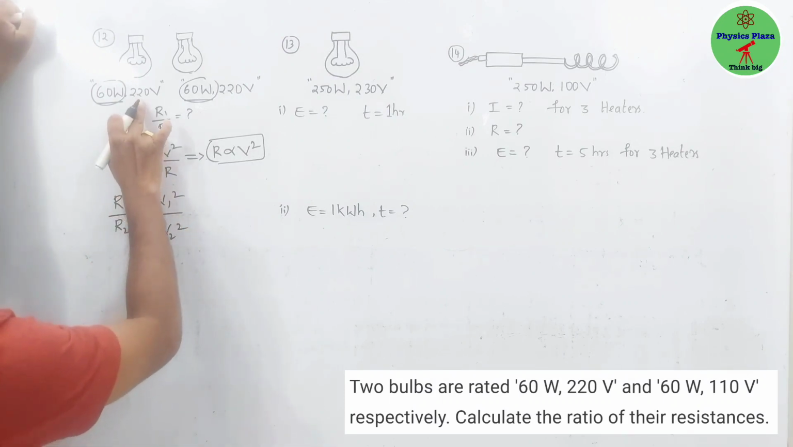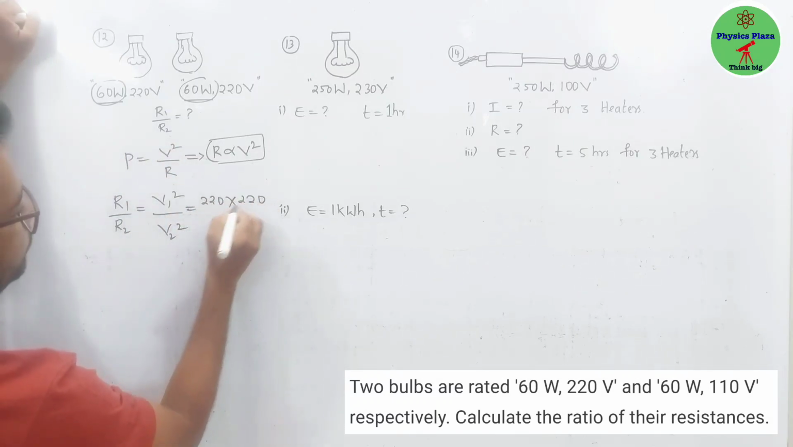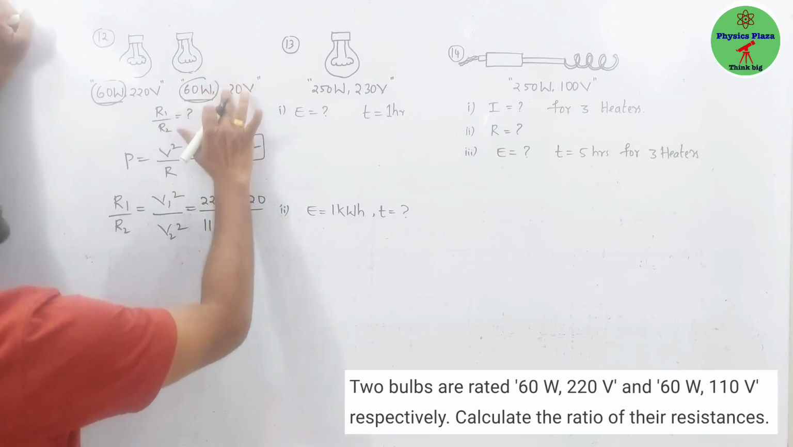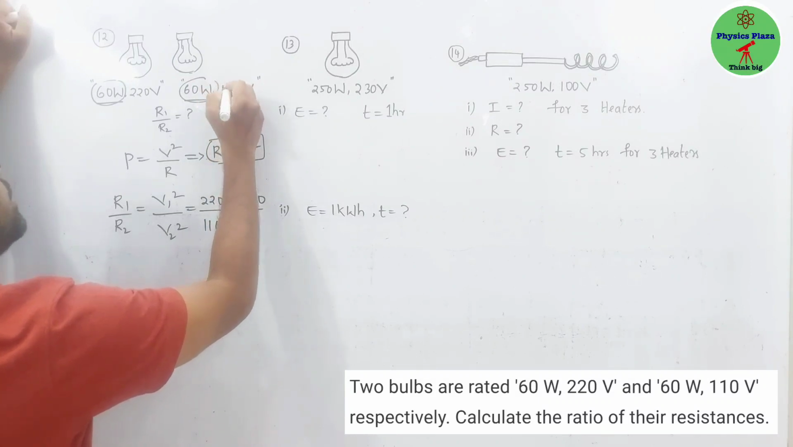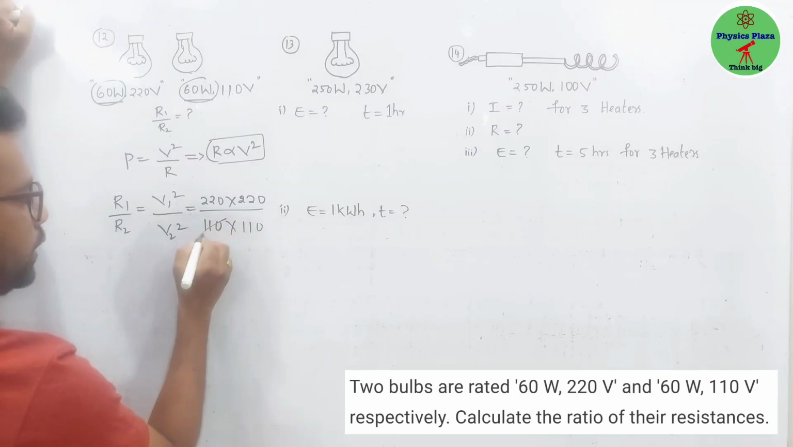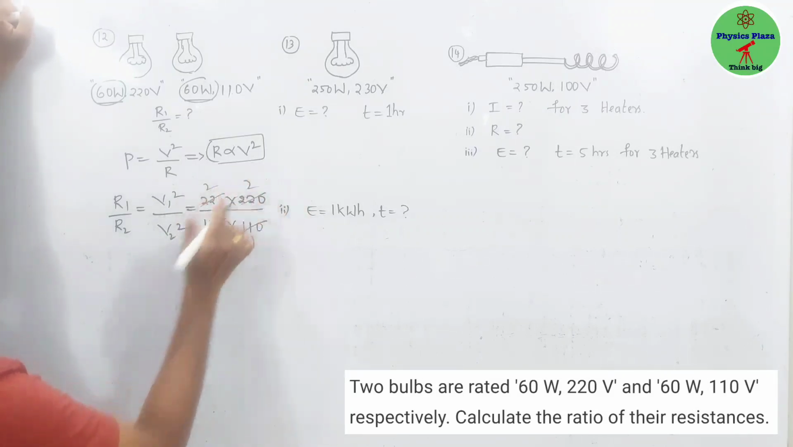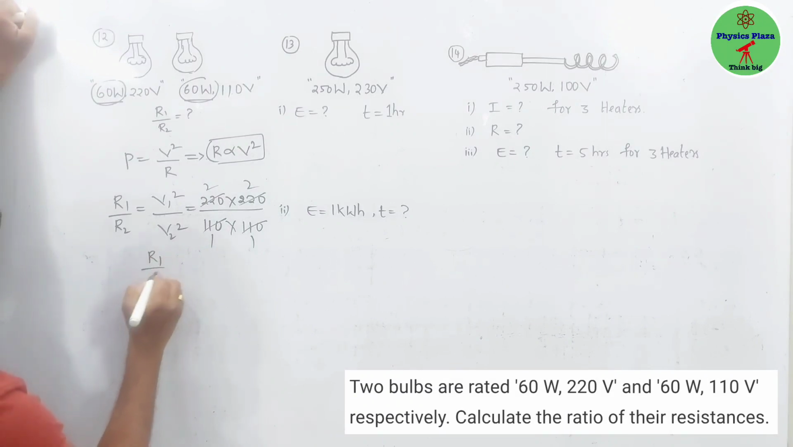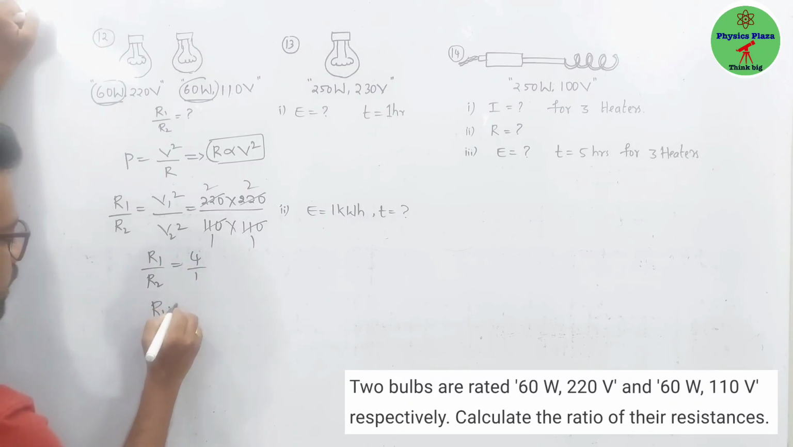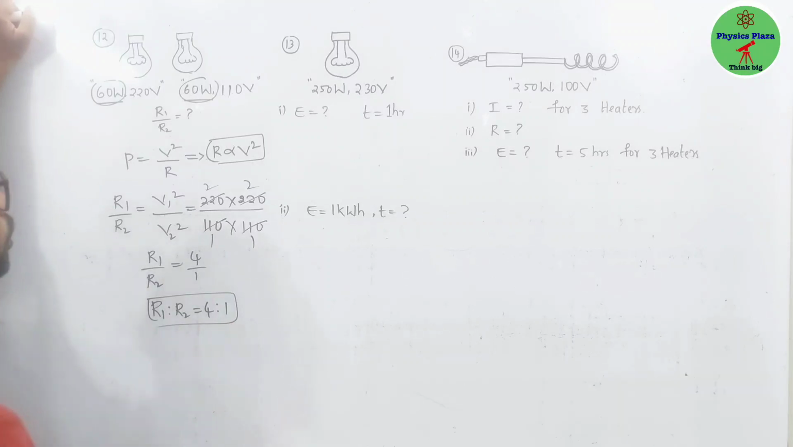Here voltage is how much? V1 is 220. So this will be 220 into 220 by 110. Oh, sorry, it is 110. Otherwise everything will be the same, right? Okay, now 110 into 110. So 110 once, 110 twice, 110 once, 110 twice. 2 2s are 4. So R1 by R2 is equal to 4 by 1. That is R1 is to R2 is equal to 4 is to 1. That's it. So simple. Don't make it complicated.